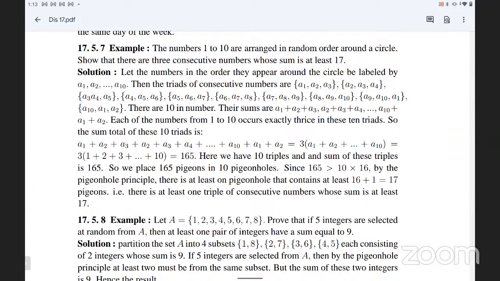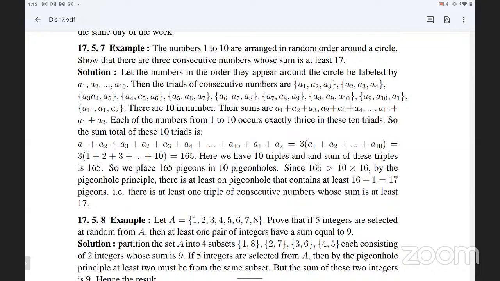Each of the numbers from 1 to 10 occurs exactly thrice. So the total is 3 times (A1 plus A2 plus so on plus A10). Therefore it is 3 times (1 plus 2 plus 3 plus so on up to 10), so the sum is equal to 165. We have 10 triples, therefore the sum of these triples is 165.